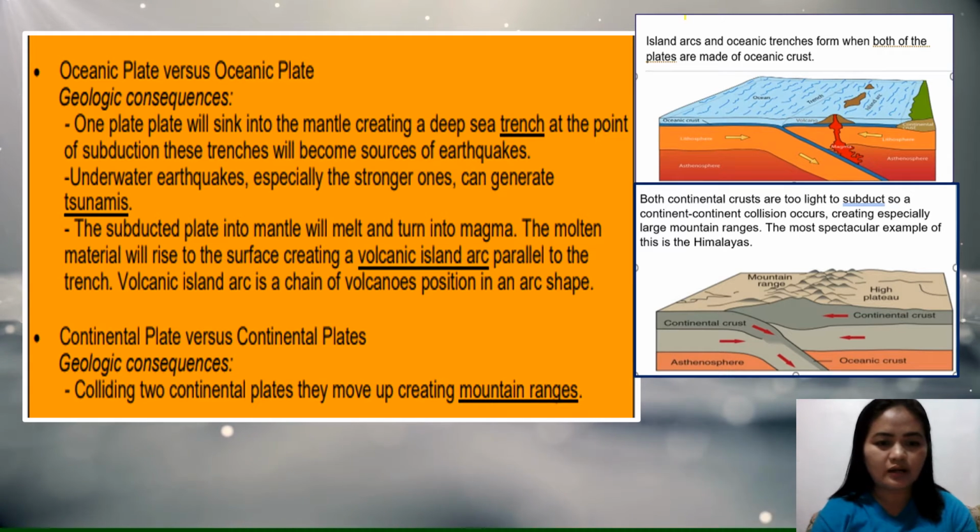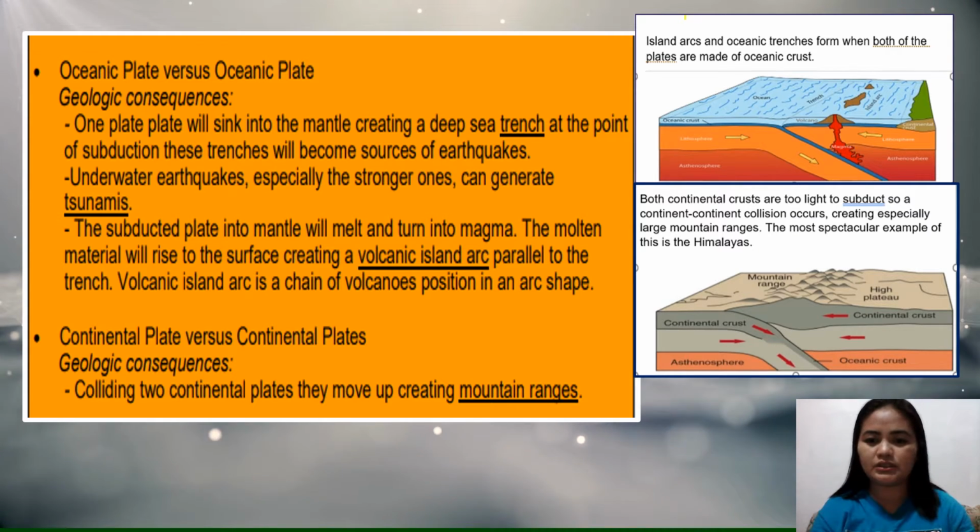In the second picture, we have the collision between two continental plates. So there is no water as shown in the picture. What are the consequences? Mountain ranges and high plateaus. Look at the picture again. Since they are both continental, subduction will not occur because that process will occur only when an oceanic plate is involved in the collision. For this kind of collision, continental versus continental plate, they both move up. Thus, they form mountain ranges or high plateaus. Let's proceed.